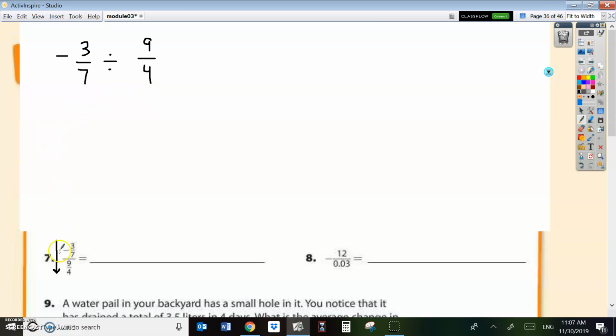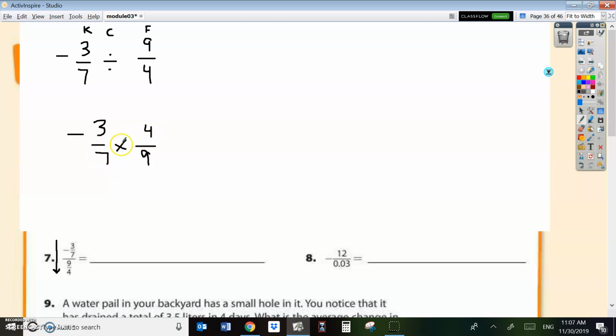Okay. This is the same problem. This is negative 3 over 7 divided by 9 over 4. Keep that the same, change that to multiplication, and flip that. Also, multiply by the reciprocal, same thing. Times 4 over 9. Steps for multiplying fractions: numerator times numerator, denominator times denominator, cross cancel if you can.